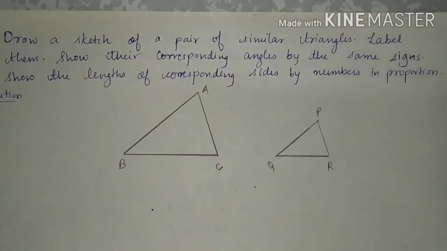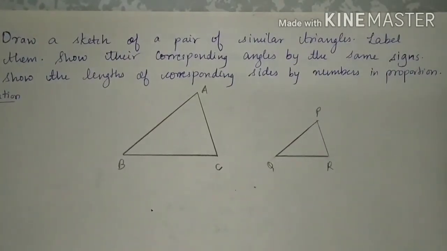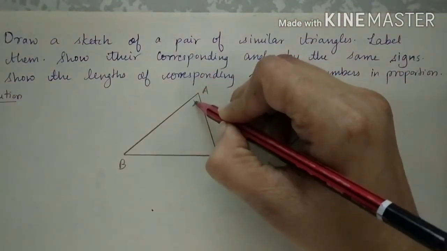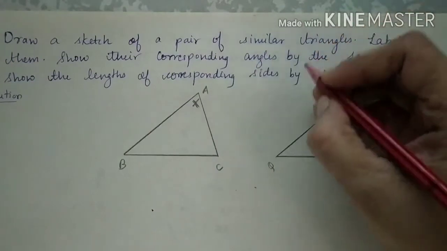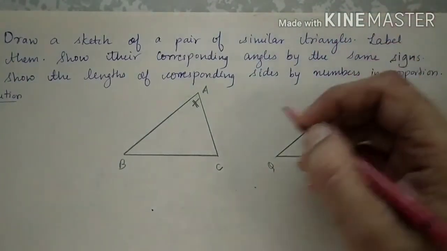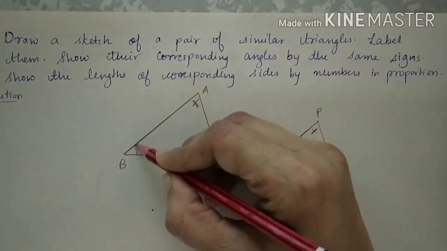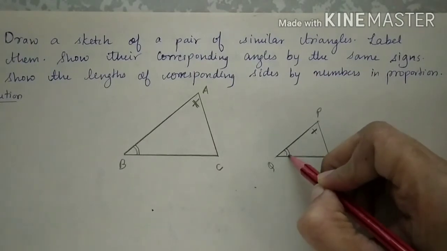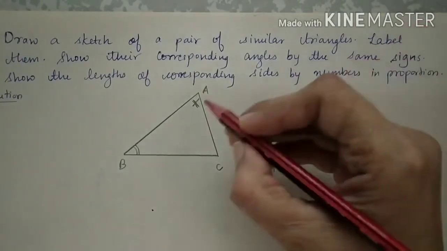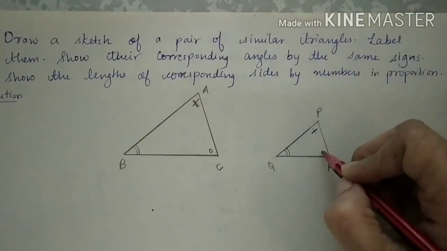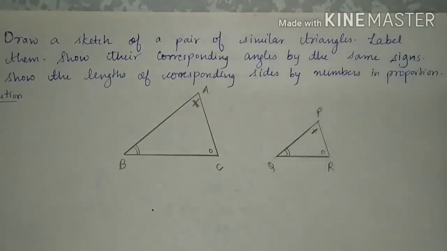Then show the corresponding angles by the same signs. It means we have to show that they are the similar angles by similar signs. So I'll show angle A by this symbol, and at the same time P will also be denoted by the same symbol. This B can be shown like this, so Q also I'll show by this sign. And suppose I'm showing C by this symbol, so R also I'll show by this symbol. This means that these corresponding angles are congruent.